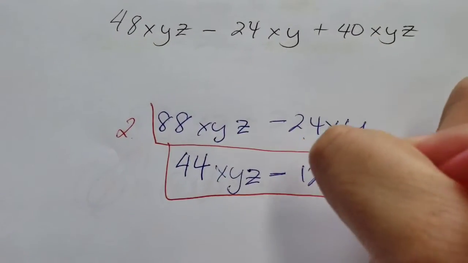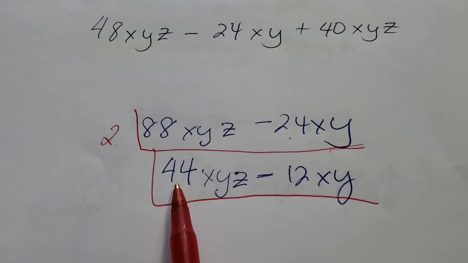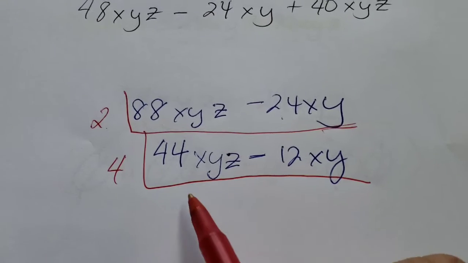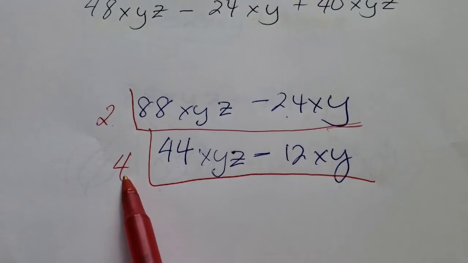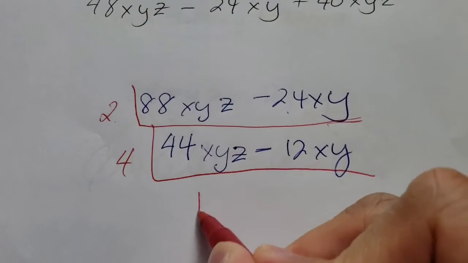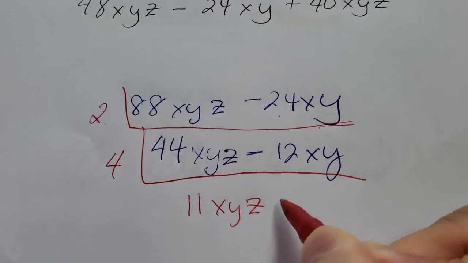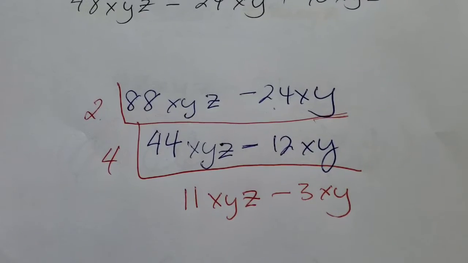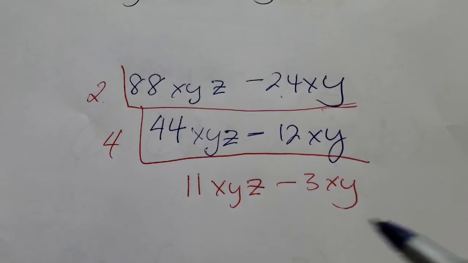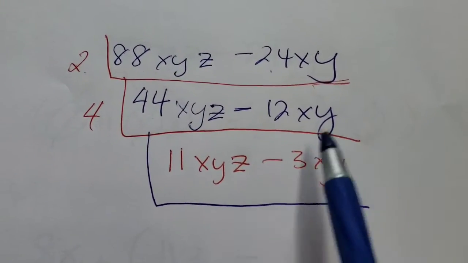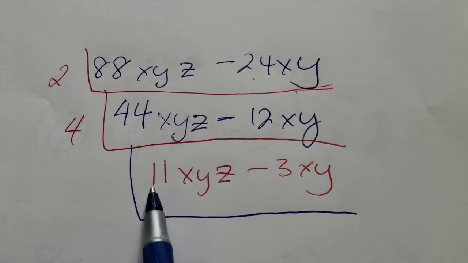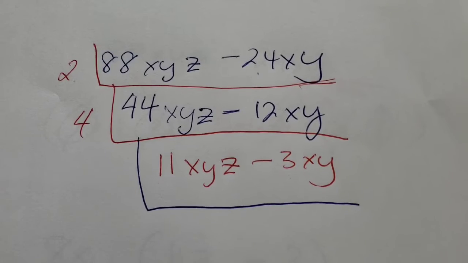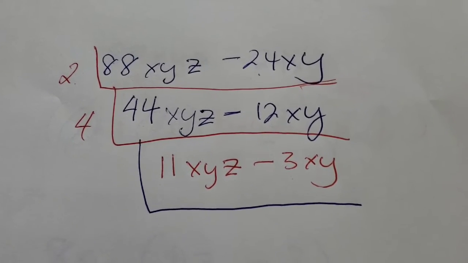Now, what number can we divide out from 44 and 12? And we know it is 4. So now we got 44 divided by 4, we have 11, xyz, minus 12 divided by 4, we got 3xy. Now I did the variables last, so it won't be too confusing. Next, for the coefficients, this 11 is a prime number, 3 is a prime number. So what's left now would be our exponents. Not exponents, I'm sorry. Our variables.